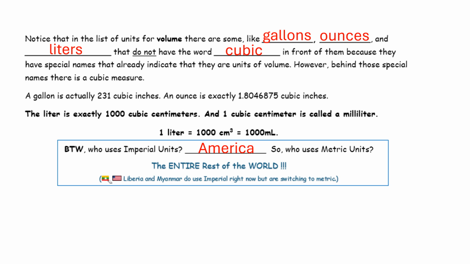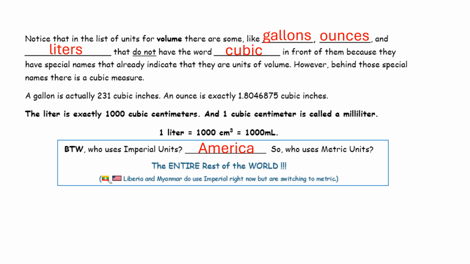An ounce of some kind of matter is exactly 1.8046875 cubic inches. Don't know why. Now, the liter, on the other hand, is exactly 1,000 cubic centimeters, and 1 cubic centimeter is called a milliliter, and a cubic centimeter is the exact amount of water that weighs 1 gram. So you can see that the metric system is a very well-ordered system based on the number 10, and there's no guesswork with it. You know how all the different units fit together.